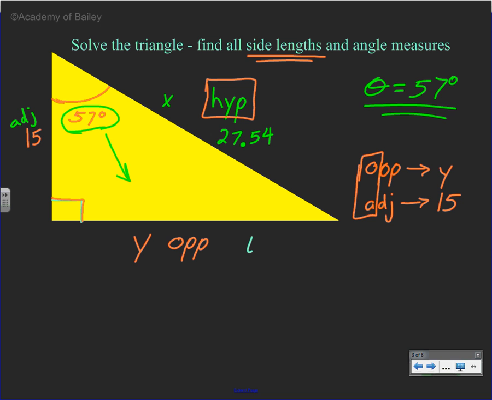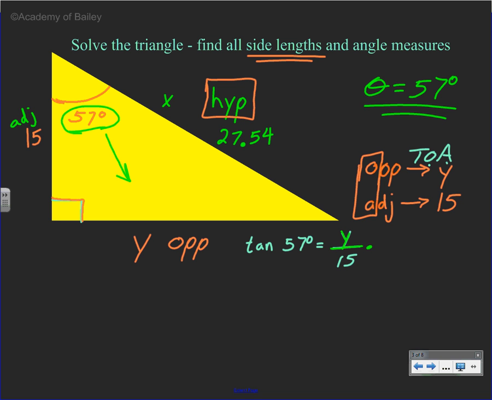So let's get rid of this and do some calculations. We said we were using tangent, and using the formula, it says tangent of theta. In our case, theta is 57 degrees, so tangent of theta is equal to, it was TOA, so opposite over adjacent. Opposite is y, adjacent is 15. You can think of it as a proportion again and cross multiply and divide, or you can just go back to what you know from algebra. You have to get y by itself.